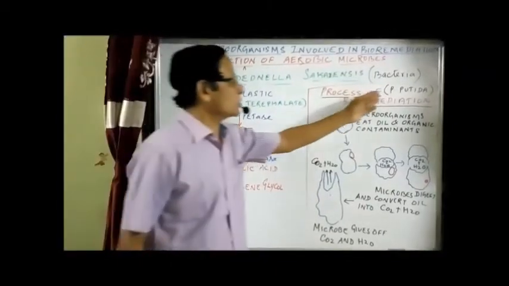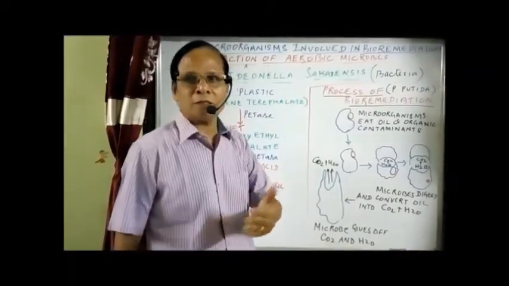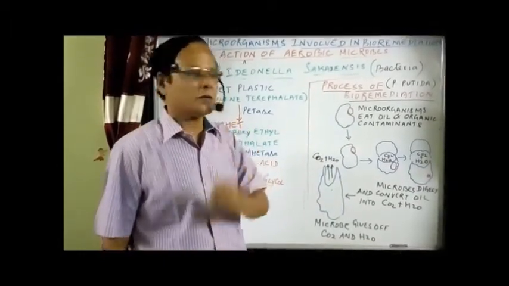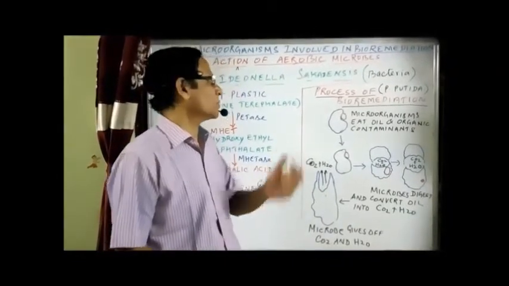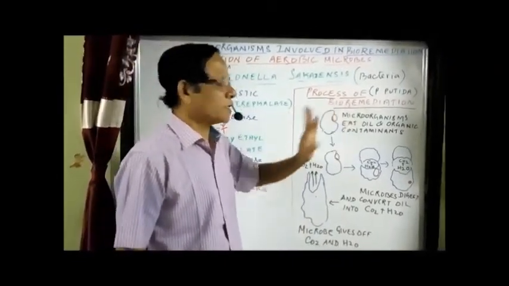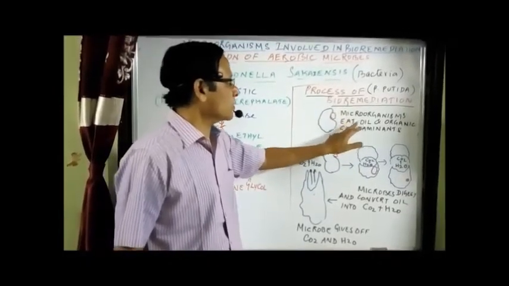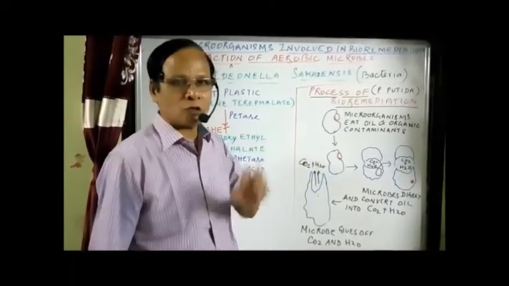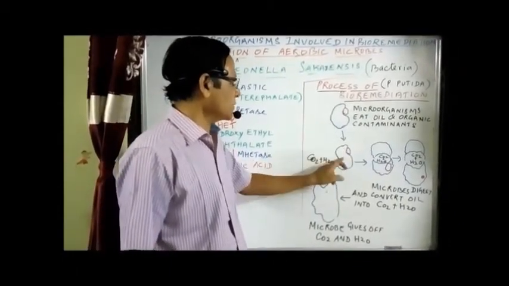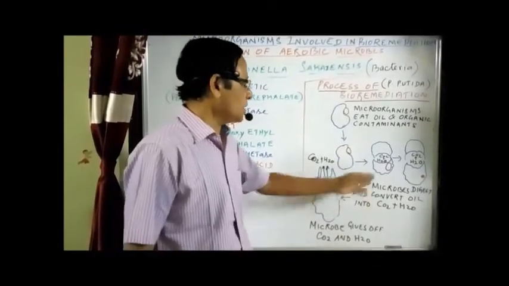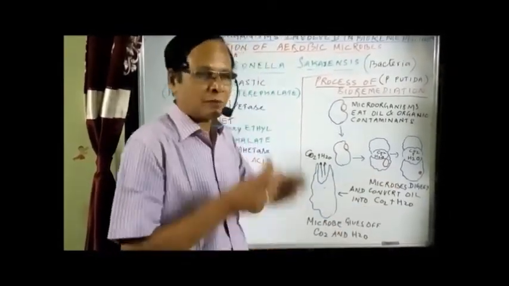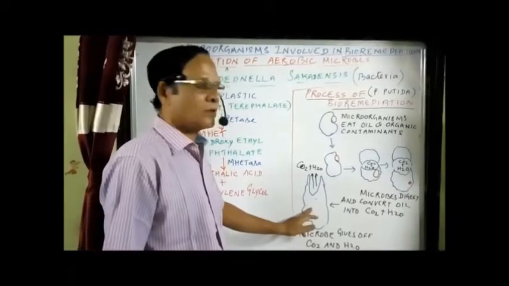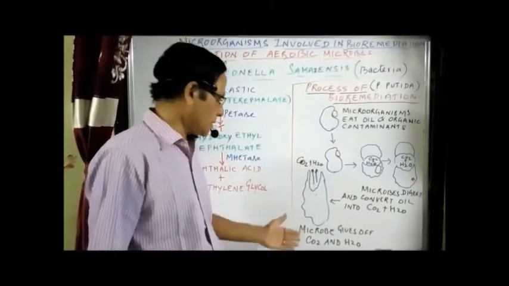Now in the case of Pseudomonas putida, which I discussed, the genetically engineered microorganism, how does it degrade? Normally there are oils, from oil spills, the hydrocarbons. Now there is a process of bioremediation. The microorganisms eat oil and other organic contaminants. So this is an oil droplet, given in the form of bread. These two diagrams represent the eating process. Then what is happening? The microbes digest and break down that oil into carbon dioxide and water. And finally the carbon dioxide and water are given off by the microorganism.